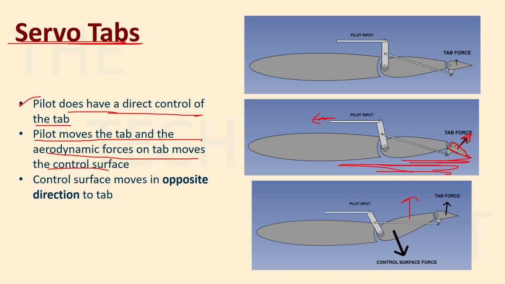So the tab controls the control surface. The pilot controls the tab, and the tab is controlling your control surface, right? And the control surface is moving in the opposite direction to the tab. So again, your control effectiveness will be reduced, right?